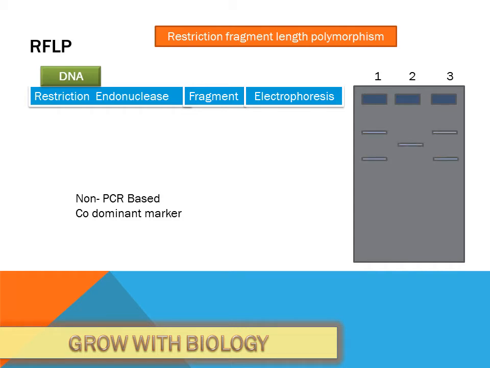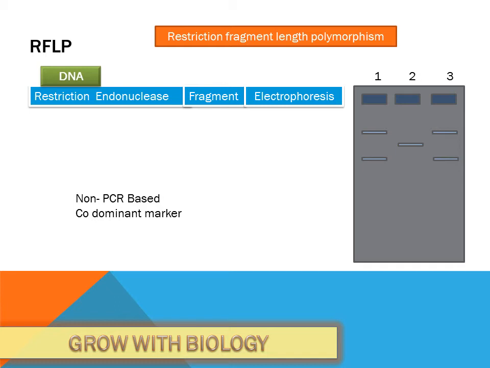Suppose there are 3 wells, and in the 3 wells we have loaded samples 1, 2 and 3, and we have got this type of bands. Now what does this show? If you look, lane 1 and lane 3 have the bands at the same position, whereas lane 2 has only one band.